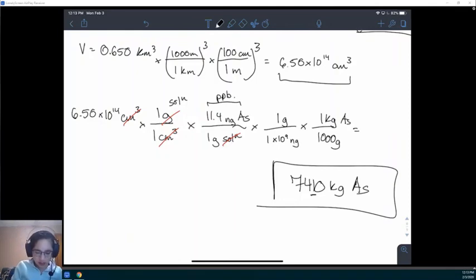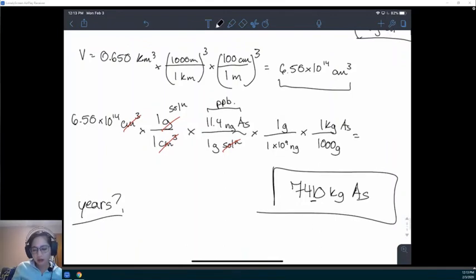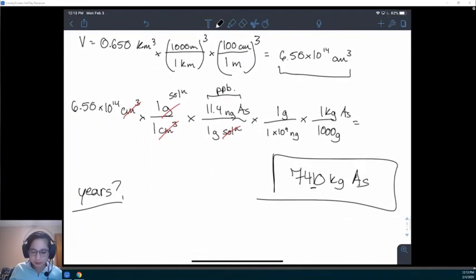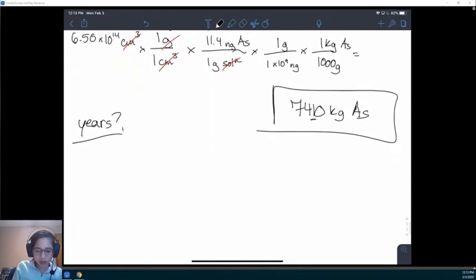All right, and I forgot to write it down on my iPad, but I think the last question is how many years will it take to remove all of this arsenic? So that's where this red conversion factor comes from, that the company claims that their process takes 2.33 days to remove 31.40 kilograms of arsenic from a water source. So I would just start with how much arsenic needs to be removed. It's 7,400 kilograms of arsenic. And now use the conversion factor.